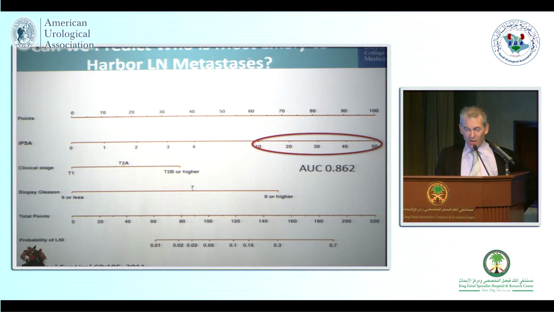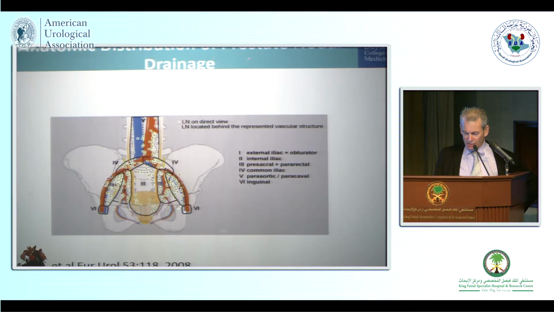You can see what a nomogram does is gives you some idea of the relative impact of a particular variable. The farther it is out to the right, the more impact it's having on the overall predictive model. And you can see the importance of PSA greater than 10, T2B or greater, biopsy Gleason score obviously contributing substantially. This is some very nice work that comes out of Bern, Switzerland.